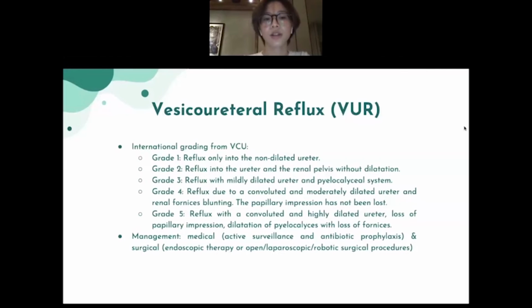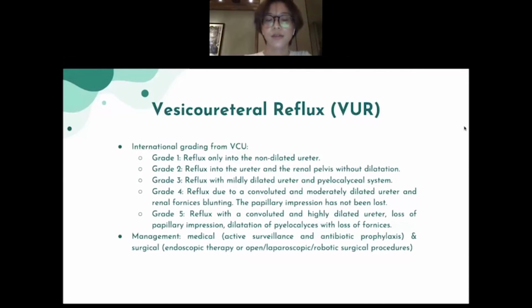And the last grade is grade 5, which is characterized by reflux with a convoluted and highly dilated ureter, loss of papillary impression, and dilatation of calyces with loss of fornices. The management that can be done for VUR is divided into 2 options.